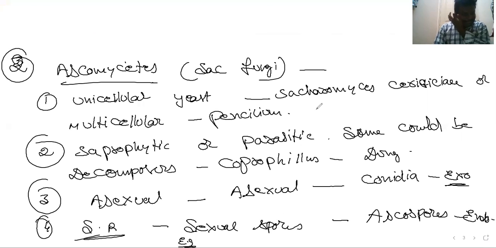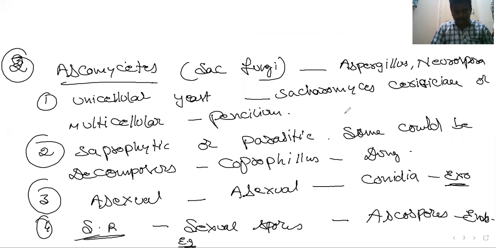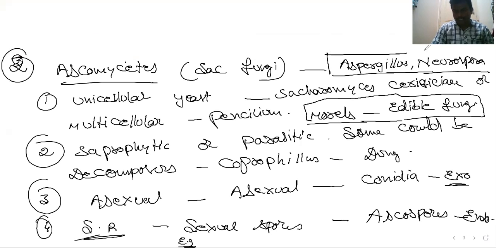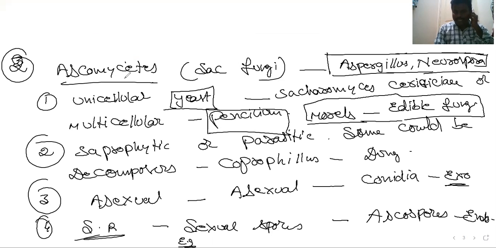Examples of ascomycetes: Penicillium, Aspergillus, Neurospora, and morels, which are edible fungi. Here we have already seen unicellular yeast, and next multicellular Penicillium. These are all the examples of ascomycetes.